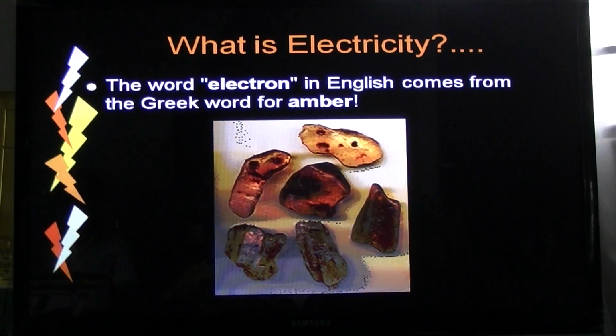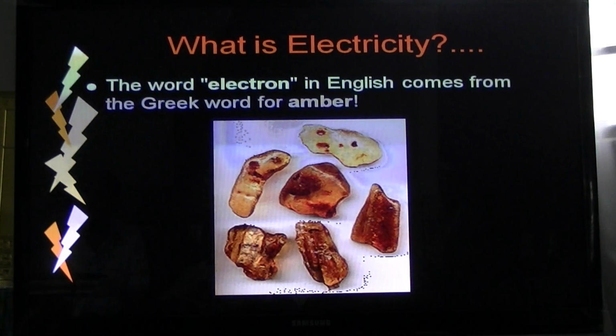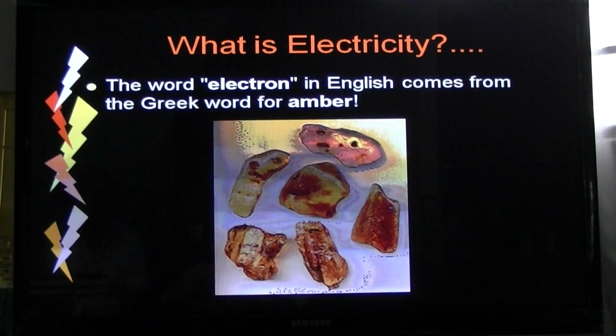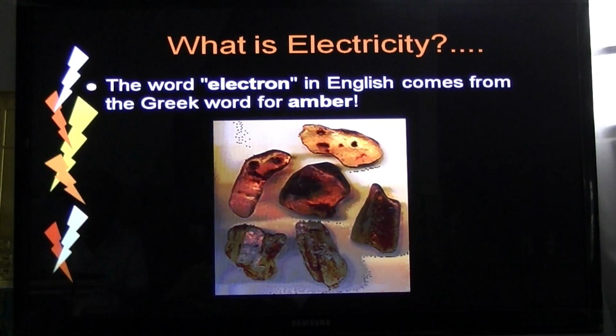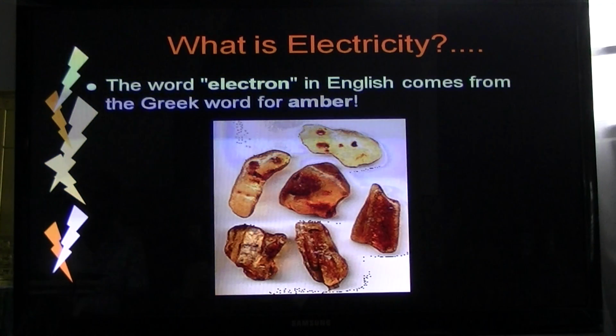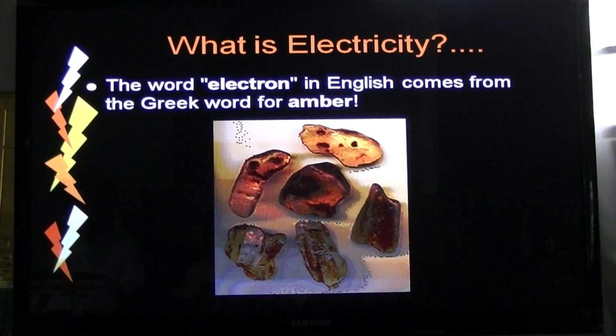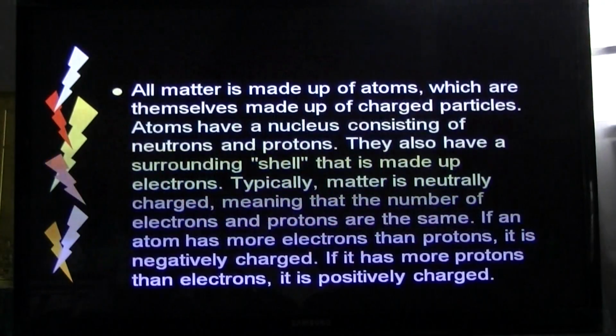What is it? The word electricity comes from the English word electron, which comes from the Greek word for amber. You see in the picture what amber looks like. So the word electronic basically comes from amber. Here people have the amber decorated, it looks like a circuit, looks like jewelry.